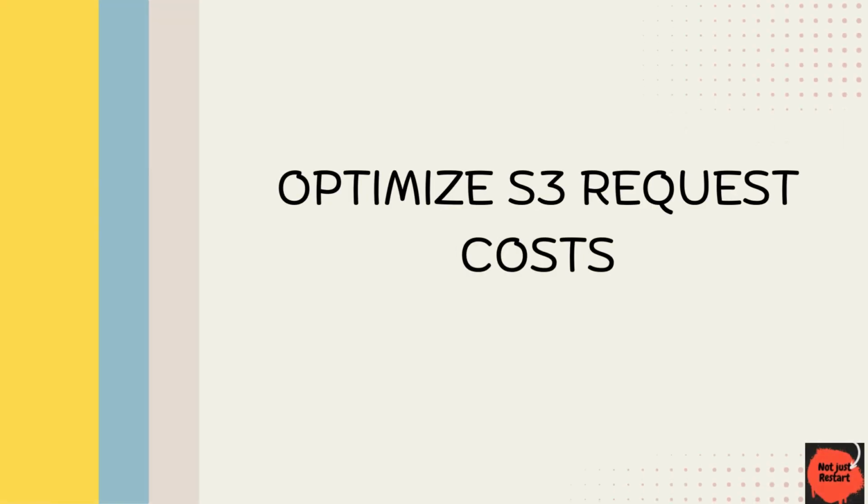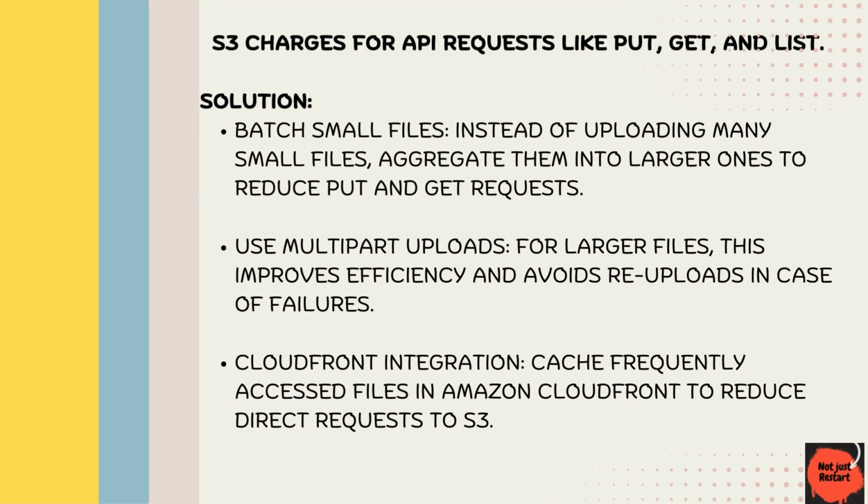You have to optimize the S3 request cost. Basically, we're going to talk about list, put, get, and all those kinds of API operations. Let's see how you can optimize it. S3 charges for API requests like put, get, and list. The solution is to batch small files. Instead of uploading many small files, aggregate them into a larger one to reduce the put and get requests. Use multipart upload for larger files. This improves efficiency and avoids re-uploading in case of failure. The third one is CloudFront integration. Cache frequently accessed files in Amazon CloudFront to reduce direct requests to S3.